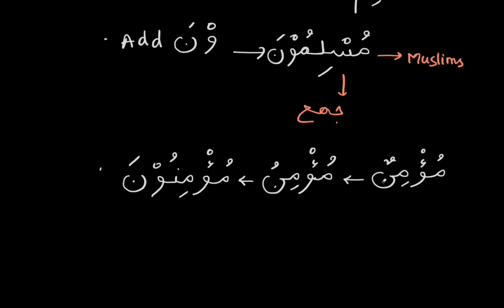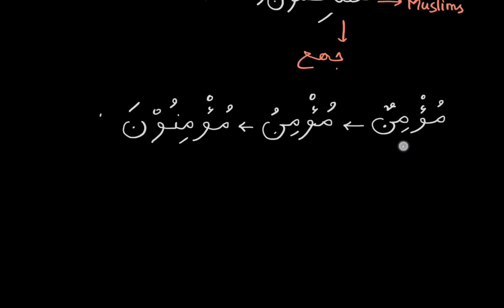By first removing the tanween at the end and making it a single dhamma, later on adding waw noon at the end. So Muslimun means a Muslim, masculine, and mu'minun means a believer. Mu'minuna means believers, that is the masculine plural form.